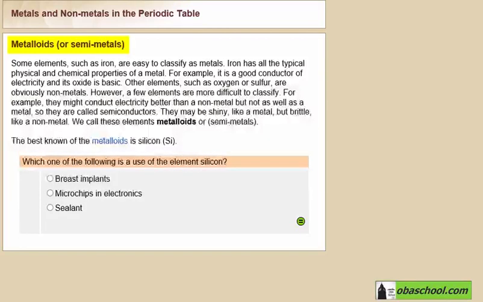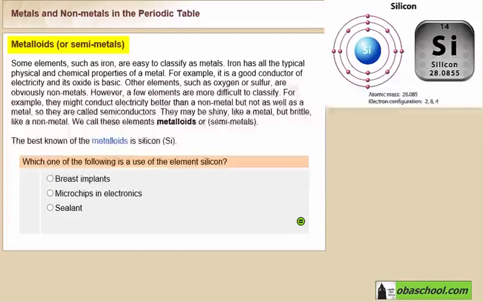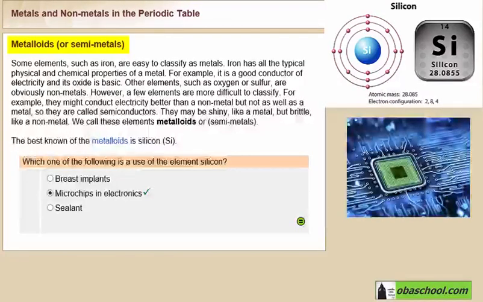However, a few elements are more difficult to classify. For example, they might conduct electricity better than a nonmetal, but not as well as a metal. So they are called semiconductors. They may be shiny like a metal, but brittle like a nonmetal. So we call these metalloids or semi-metals. The best known of the metalloids is silicon, Si. The element silicon is used in microchips in electronics.